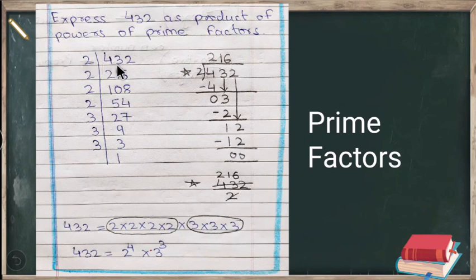When we divide 432 by the number 2, we get the quotient as 216. So 216, again 6 is there in the units place. It's an even number, so again we will consider 2 as factor. 216 divided by 2 will give you a quotient 108. Again 8 is there in the units place, which is an even number, so again we will divide by 2. After dividing by 2, we will get the quotient as 54. Similarly, after dividing 54 by 2, we will get the quotient as 27.